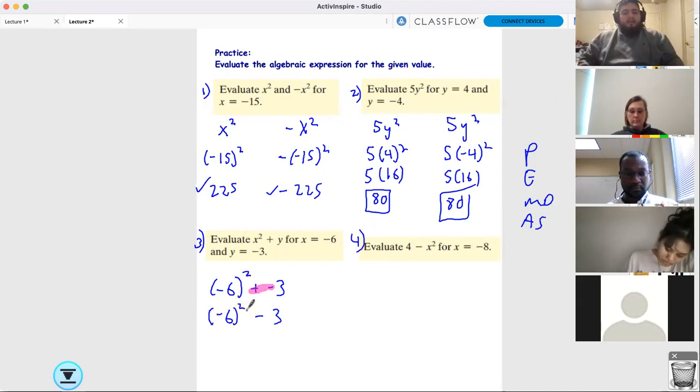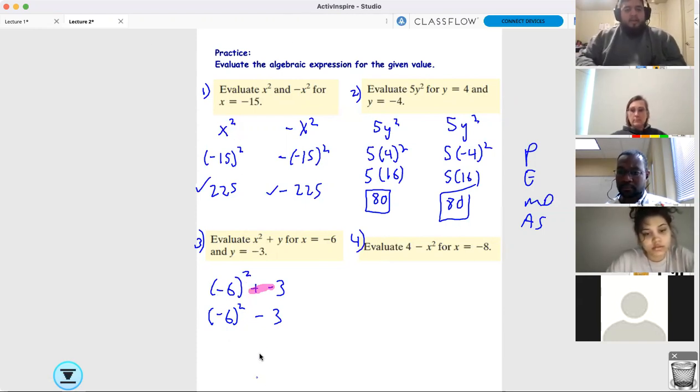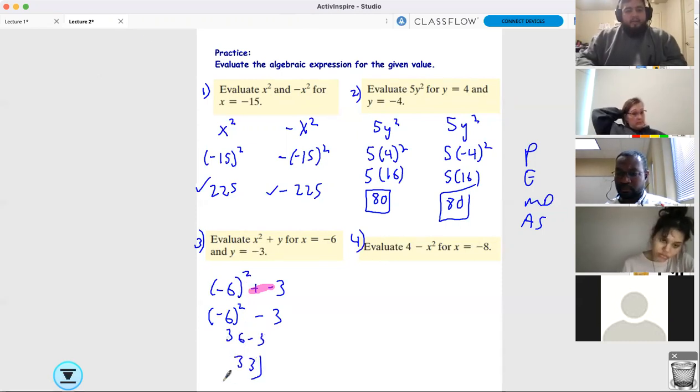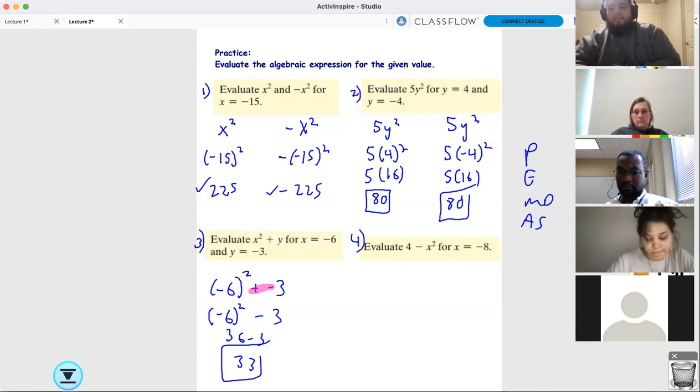So now we simplify. What did you get for your final answer for 3? So -6 squared, -6 times -6. What do we get? Positive 36. Good. And then we bring down the -3, and 36 minus 3 gives us 33. And we're done. What questions do we have so far on 1, 2, or 3? All right, let's look at 4.